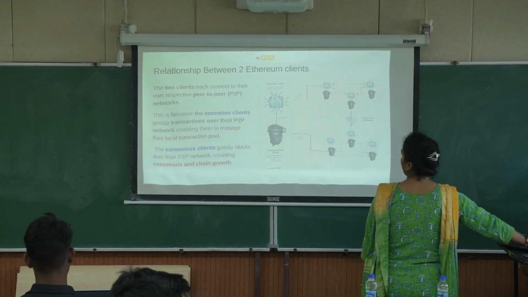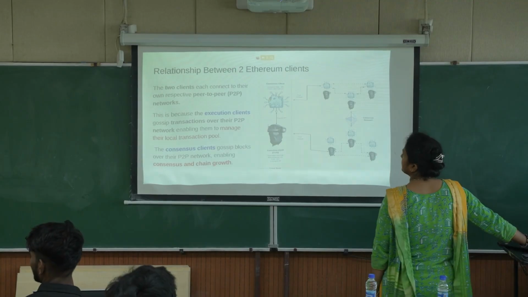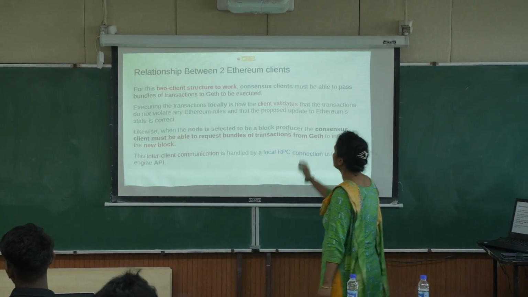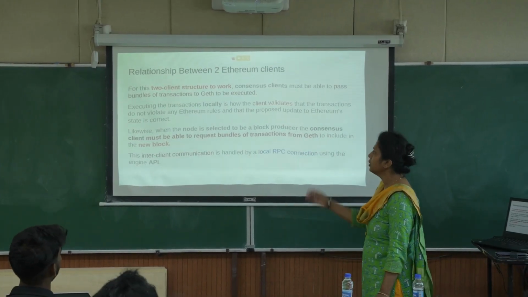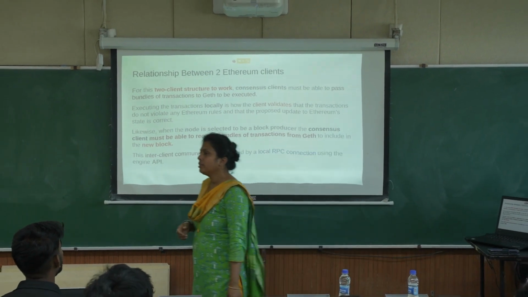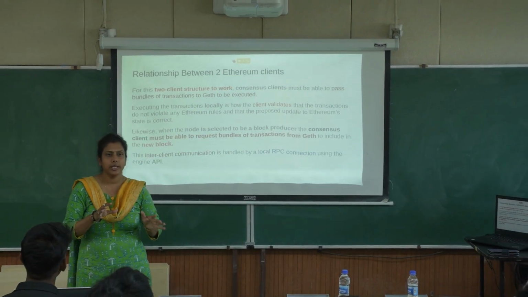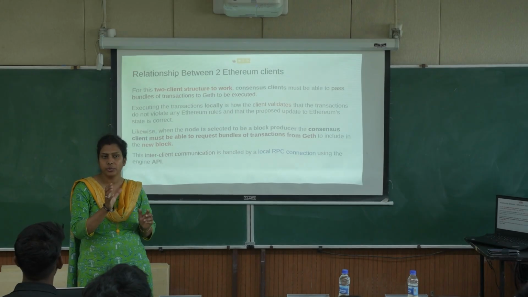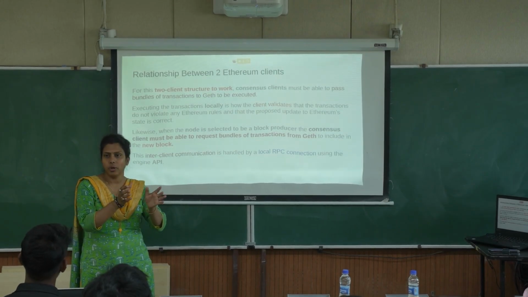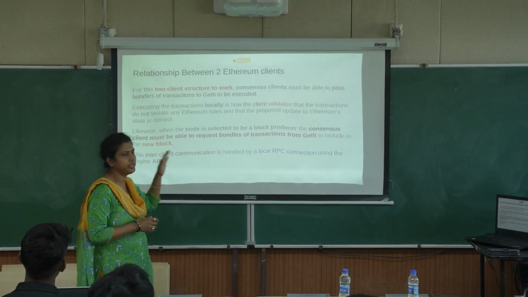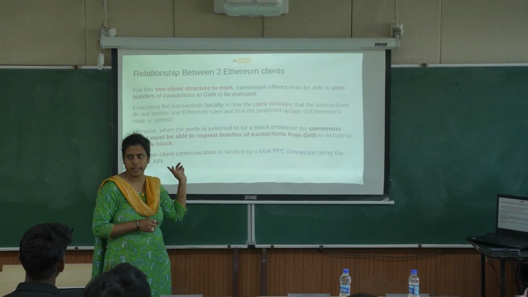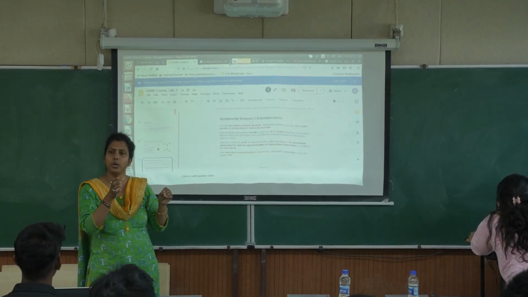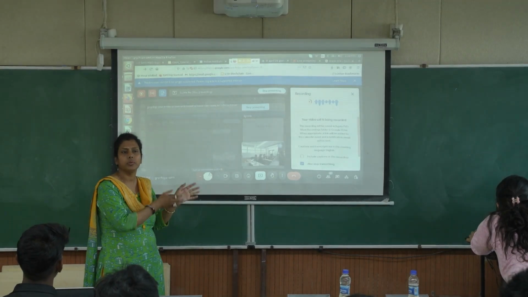So, the relationship between the two Ethereum clients: we're discussing the consensus client and the execution client. For this two-client structure to work, the consensus client must be able to pass a bundle of transactions to Geth to be executed. This means the consensus protocol will validate all the transactions. After validating all the transactions, the consensus protocol needs one block to upload all of them. That block will be generated by the execution client, Geth. After that, it will hand that block over to the consensus client. The consensus client will put all the transactions in that block, and then that block will go to the Geth client.